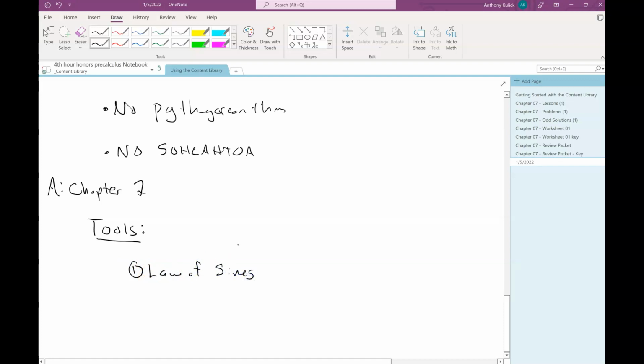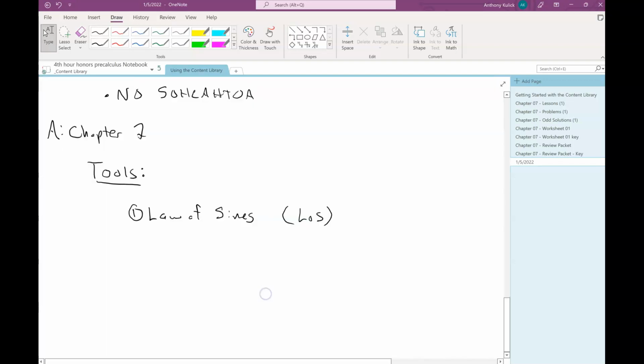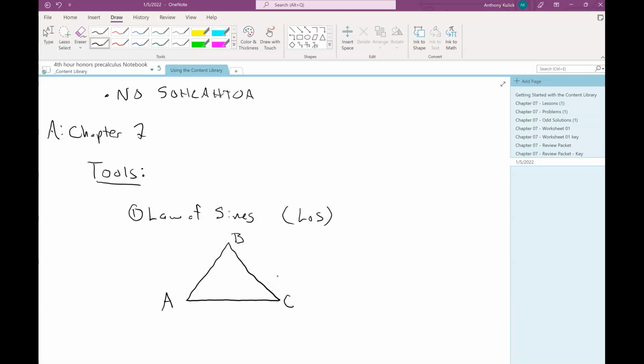So the first tool we're going to look at is called the law of sines. I abbreviate that just as LOS for law of sines. What the law of sines says is, if I have some non-right triangle, or really any triangle, whether it's right or non-right, it still works. If it's a right triangle, it's kind of trivial. It's easier to use SOHCAHTOA.